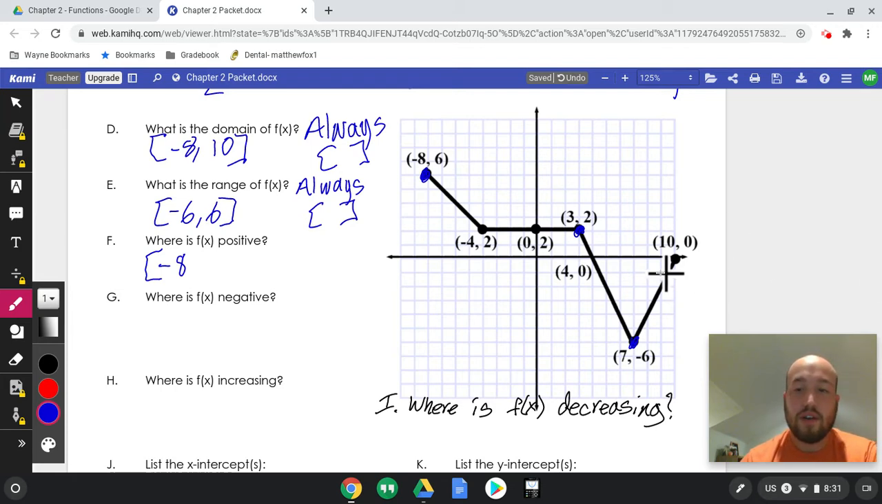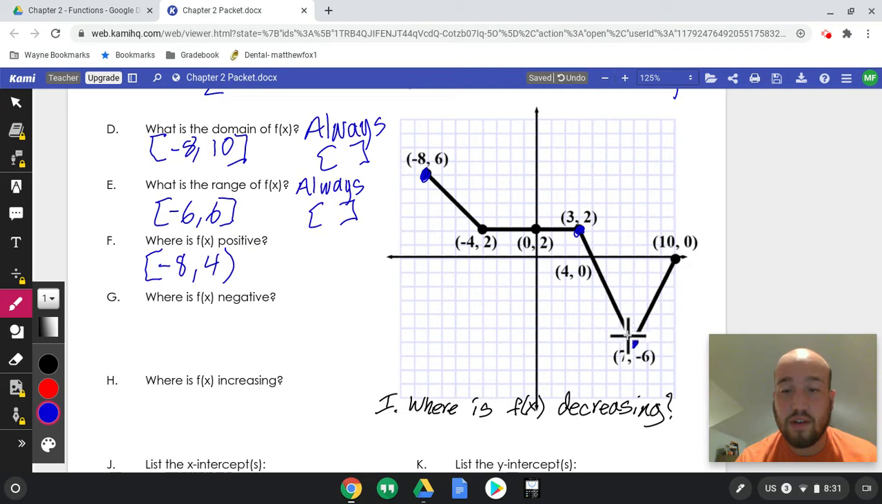However, right here at 4, the function would put out 0. It gives us 0 as the output. That is no longer positive. So at that point of 4, we have to put parentheses because it is no longer positive there. Likewise, on this next one, where is f of x negative? We look, and that'd be from 4 to 10.